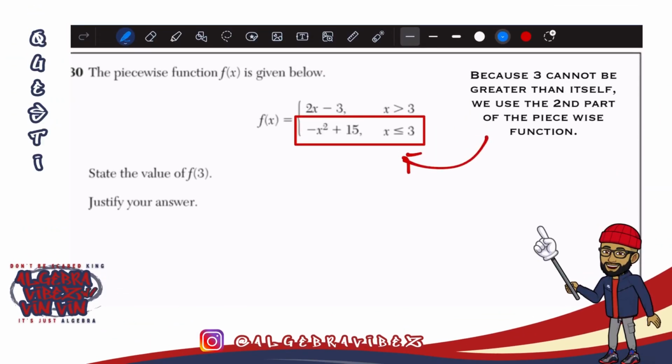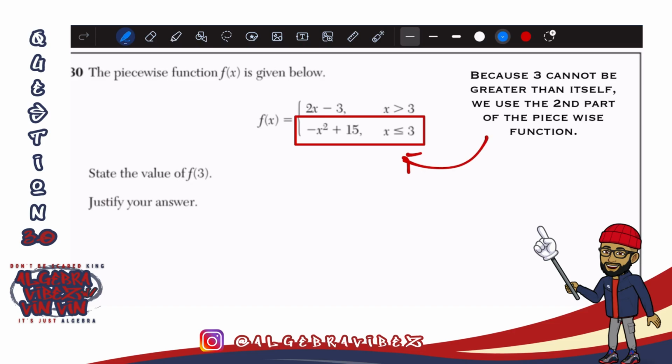All right, welcome back to question 30. The piecewise function f of x is given below. I know that this was one that people struggle with because it's a piecewise function. People get nervous with this. In the red box right here, I have a little bit of a blurb to the right-hand side where it says, because 3 cannot be greater than itself, we use the second part of the piecewise function. We also use the second part of the piecewise function because it incorporates greater than or equal to.